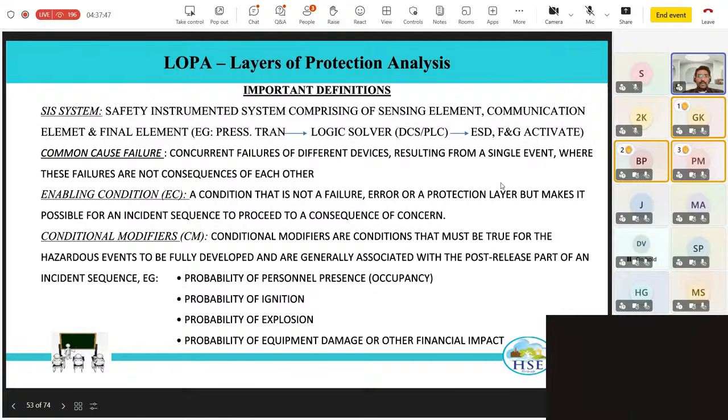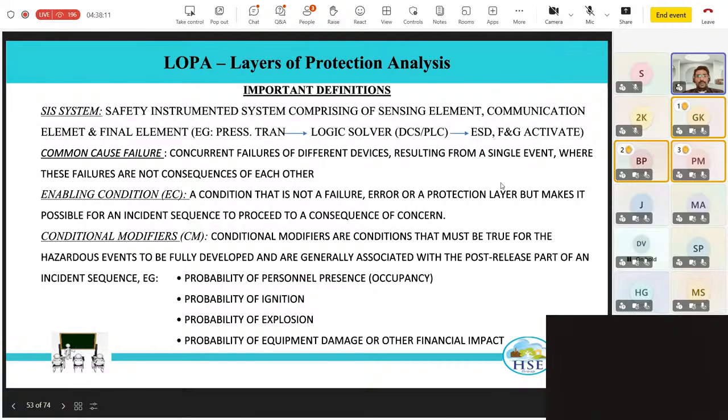Next is probability of equipment damage or other financial impact. Many times it may so happen that there could be a fire, like a typical example would be a deflagration event, when there is a possibility of fire, but the fire formed is not able to sustain within that equipment due to whatever reason, whether there is no adequate fuel or otherwise. When we do the examples, you would realize that there was some deflagration scenario, if I can recollect right.